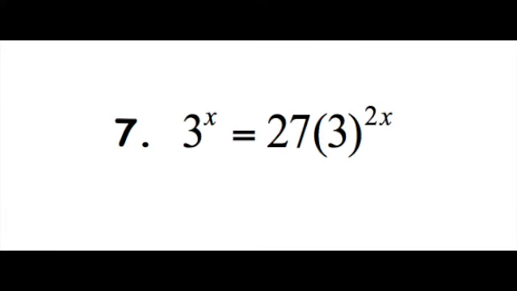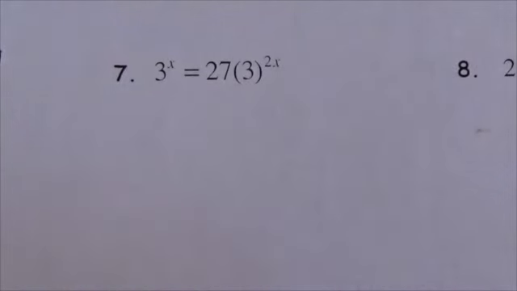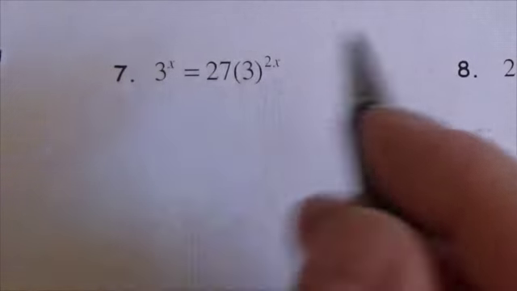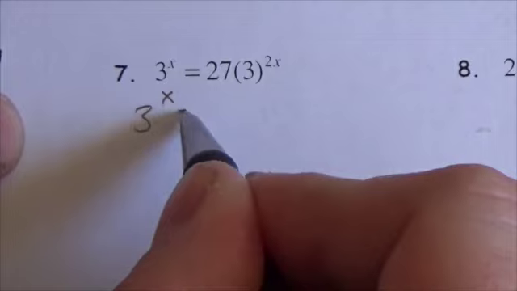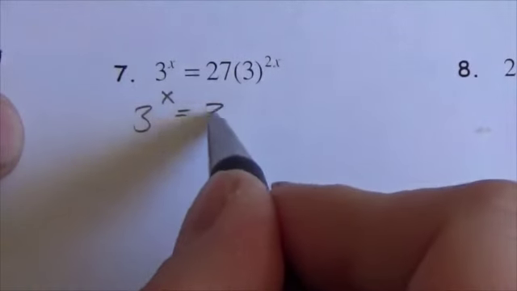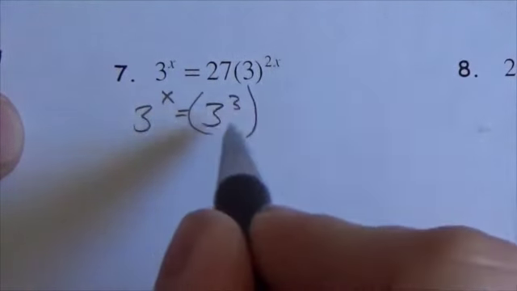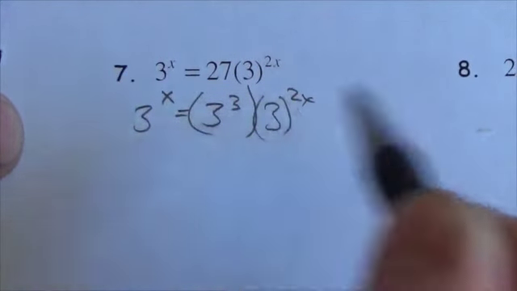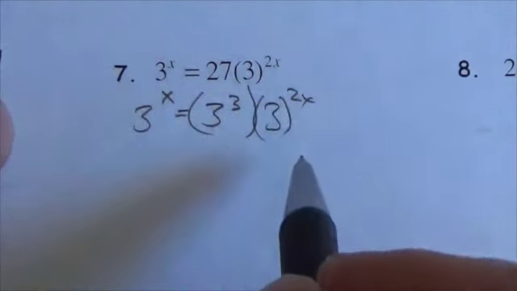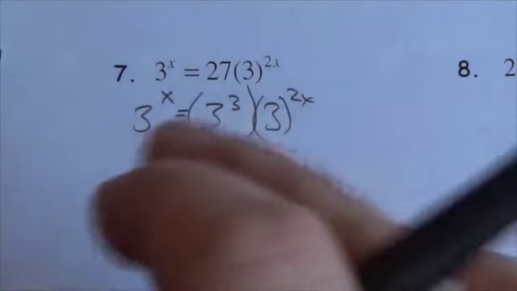3 to the x is equal to 27 times 3 to the 2x. Now in this question, the difficulty gets increased because we've added another factor. But looking at those, you can see pretty quickly that these are all powers of 3. So 27 is itself 3 cubed, and then I've got 3 to the 2x. Now I've got to simplify that right-hand side, because what I want is power equal to power.